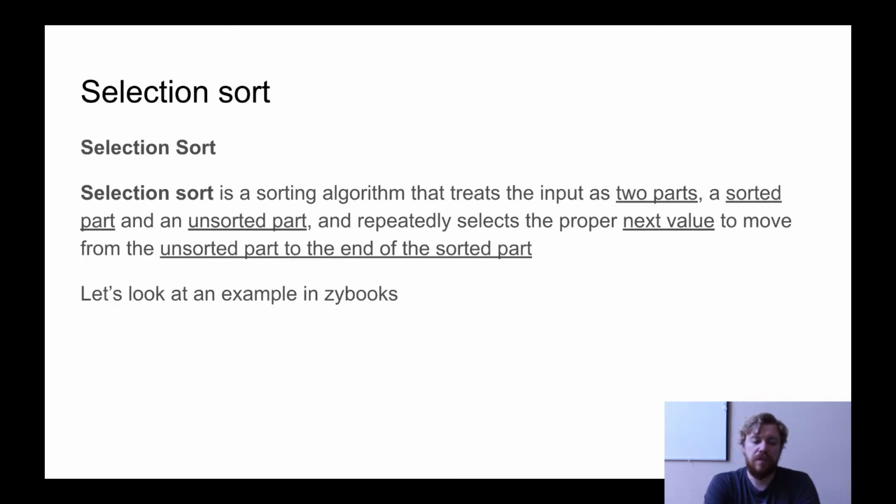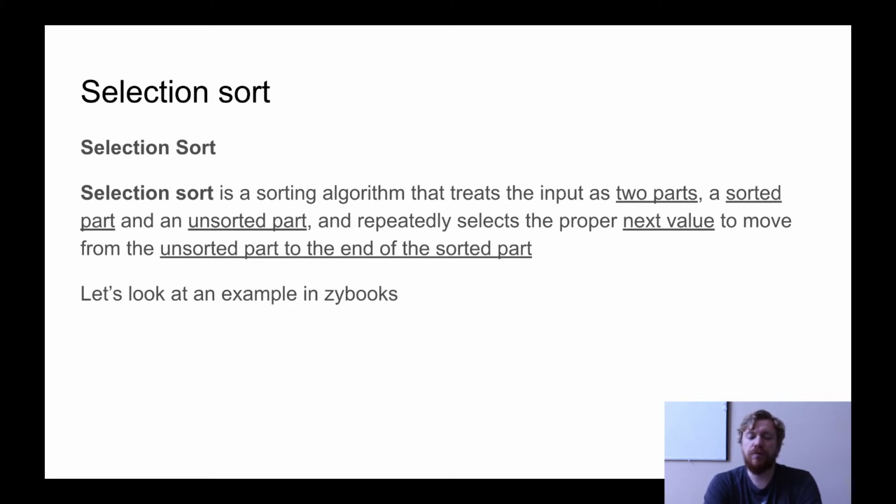So the first sorting algorithm that we're going to cover is selection sort. Selection sort is a sorting algorithm that treats the input as two parts, a sorted part and an unsorted part, where the input is an array of unsorted elements. In the examples that we go through, there'll be an array of unsorted numbers. It's going to take that array and split it into two parts, a sorted part and an unsorted part.